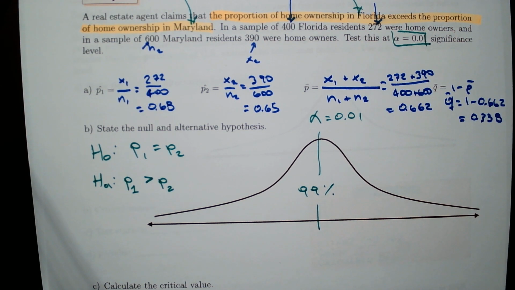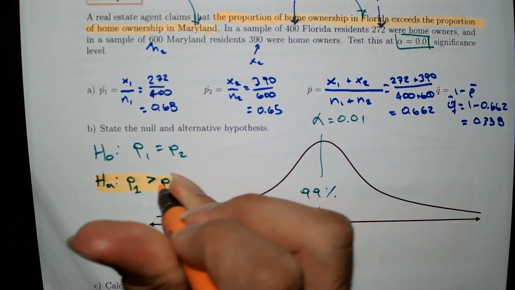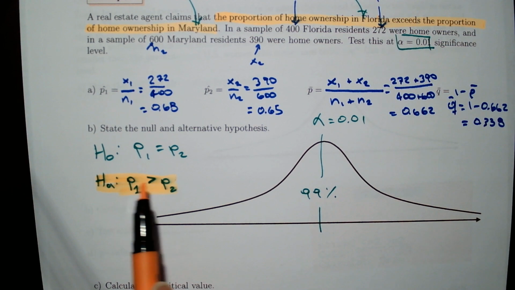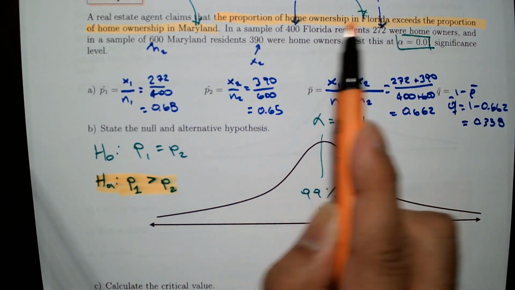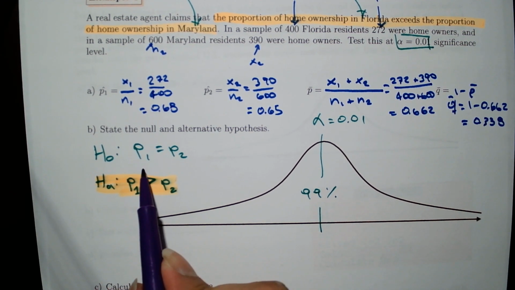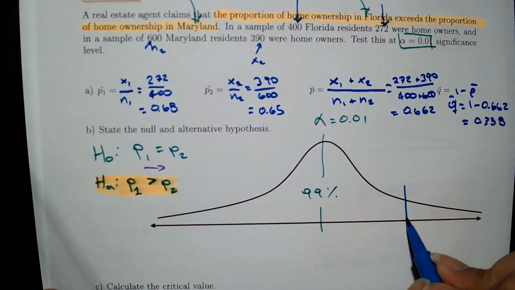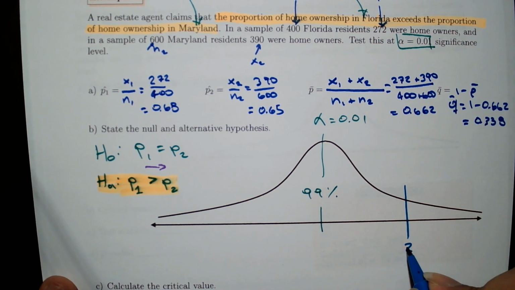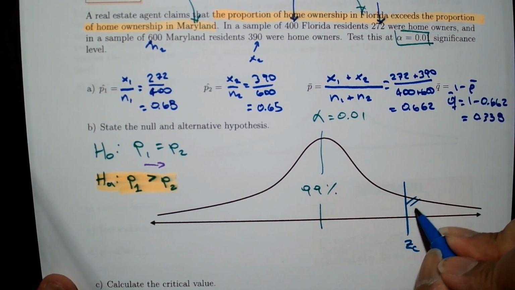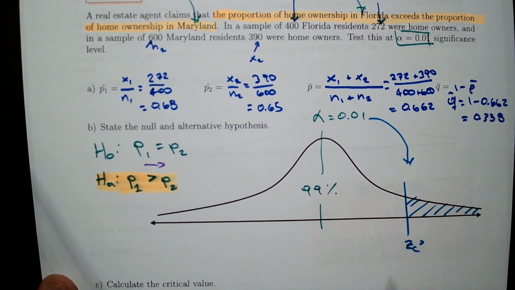Again, keep in mind that the alternative hypothesis comes from the sentence I highlighted over here. Look at the direction of the arrow. The arrow is pointing towards the right. That means this is going to be a right-tailed test. So we're going to find a Z critical here. We'll find out what that is. Don't worry.